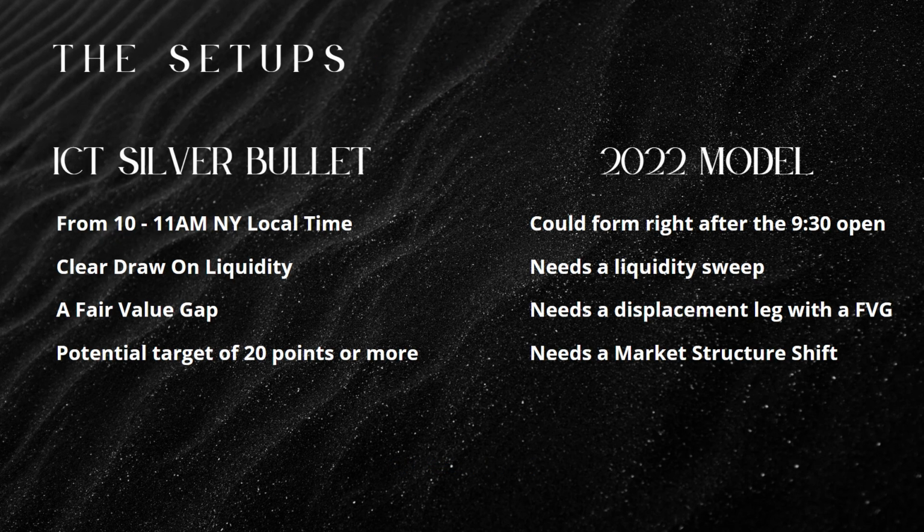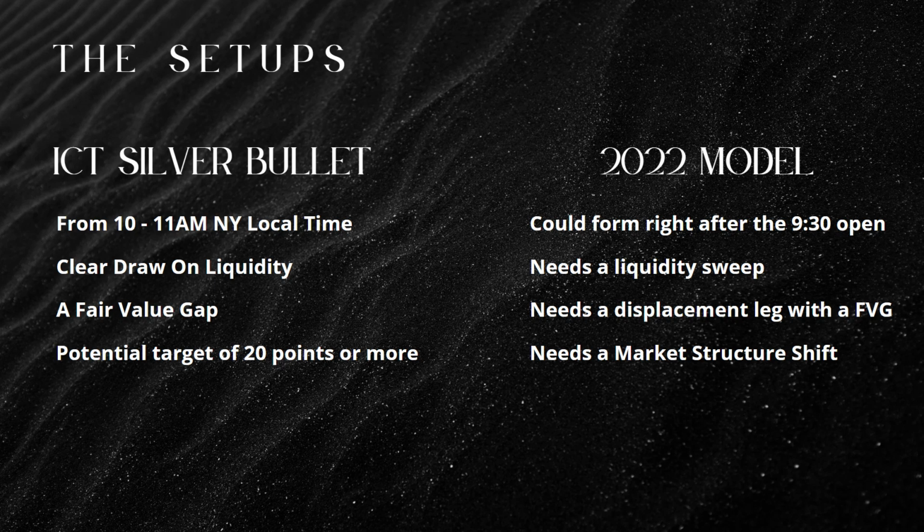Well, these are the two setups that I've been using. The first one is the ICT Silver Bullet, which can be traded from 10 to 11 a.m. New York local time. What do we need to trade it? We must have a clear draw on liquidity in order to trust that the fair value gap will reject price. We also need a potential draw on liquidity that offers 20 or more points. This is a really easy setup that anyone could trade.